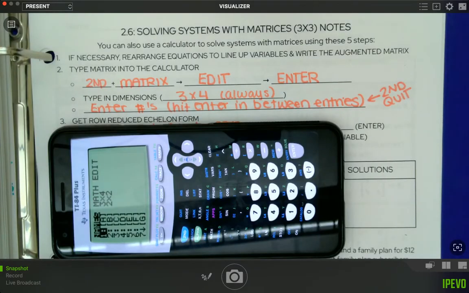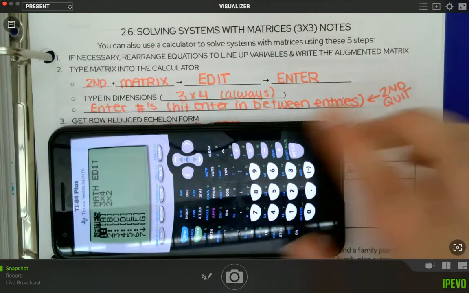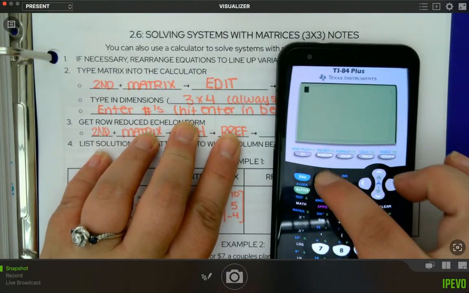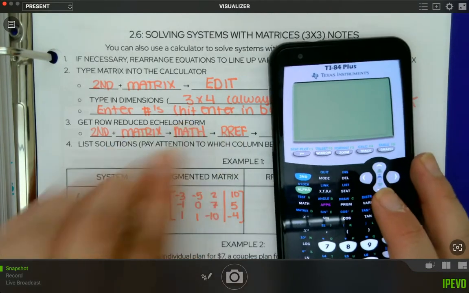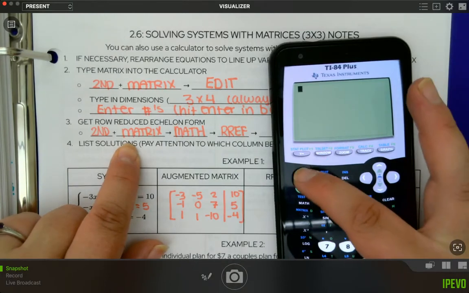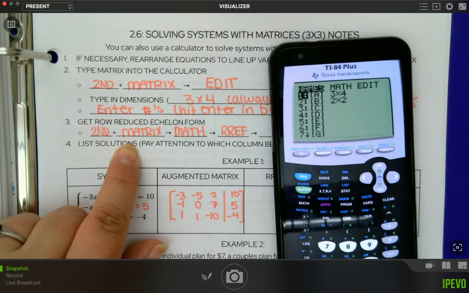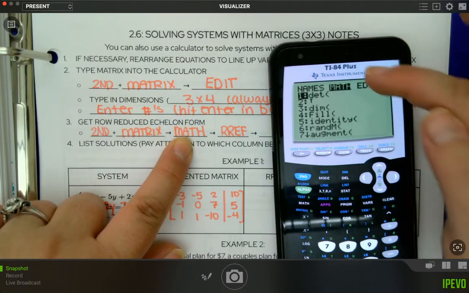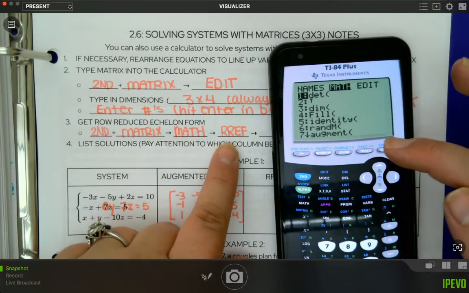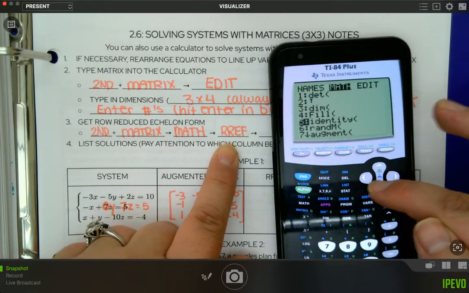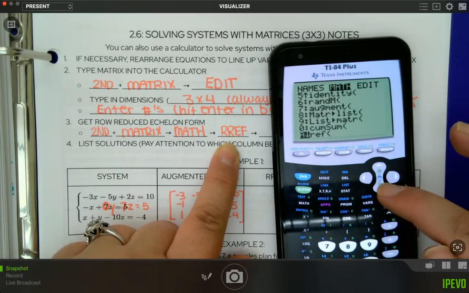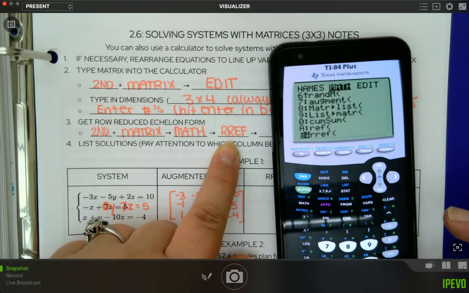Alright, so I cut out a little bit of the video because I should have done something that I didn't do. Second quit will take you back to the main screen. So if you hit second and then the button right next to it, now we're going to go to second matrix to get back to the matrices screen. And then we're going to go over to math. So hit the right arrow so you get the math things, and you look for RREF. It's kind of low, it's not on the main screen. Make sure you get the one with the double R's. And then hit enter.